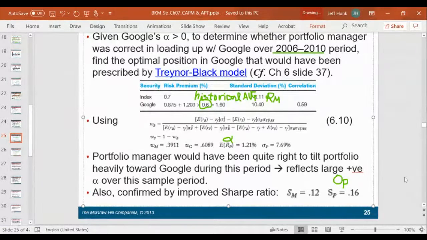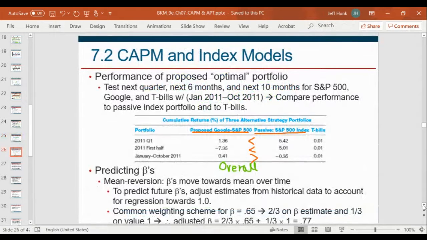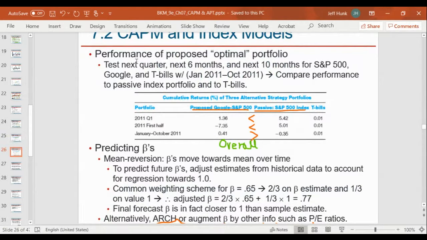So, will this positive alpha persist even beyond this sample period? We took a look at the next quarter, the next 6 months, and the next 10 months, for the S&P 500, Google, and T-bills, with an additional 10 months, January 2011 through October 2011, to compare the performance to the passive index and to T-bills.